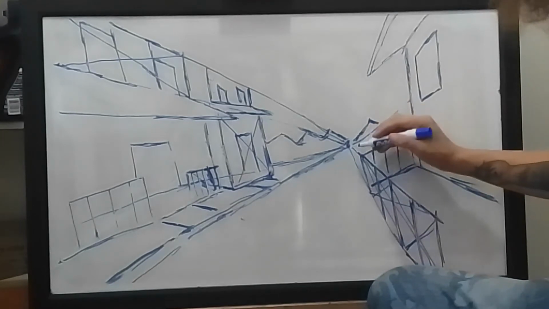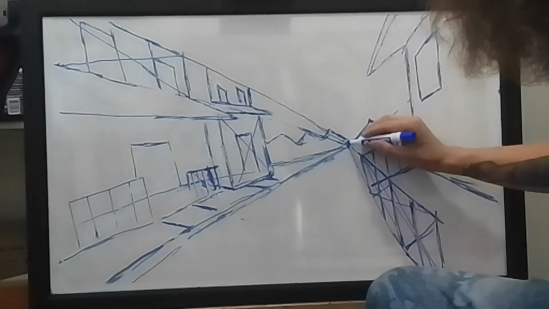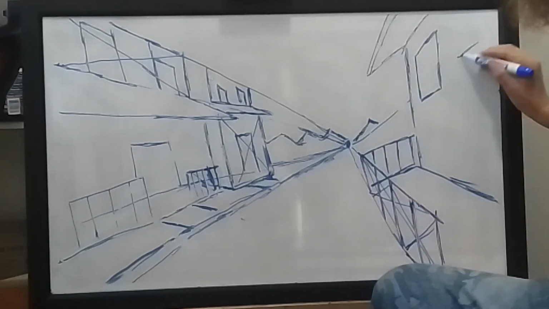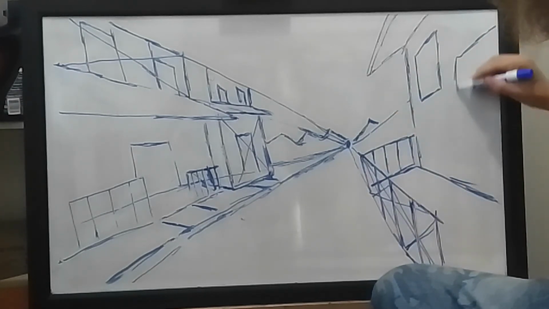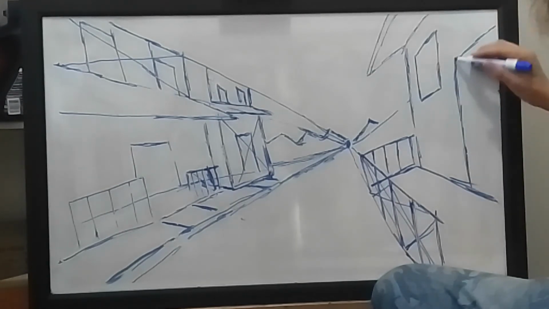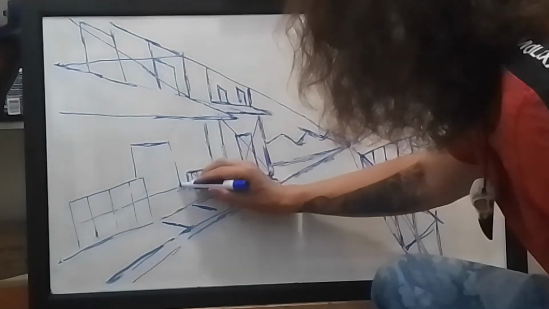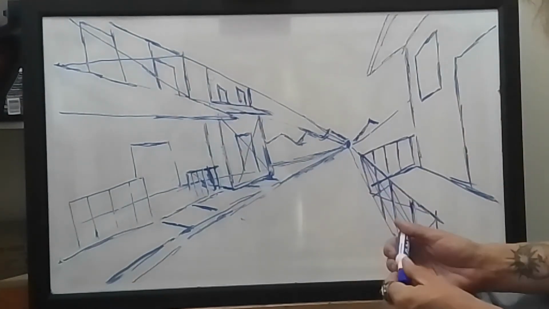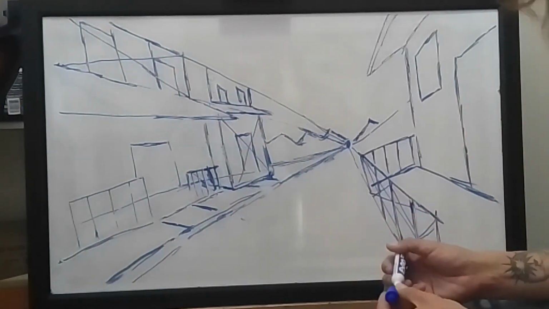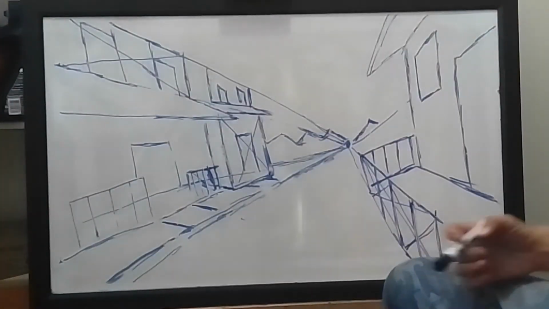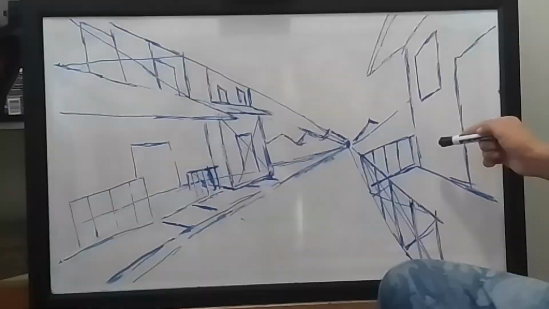So this is like your magic spot right here. So then we go boom, and there's the doorway right there. Okay. So now I'm going to start defining these, blocking these in for more definition.